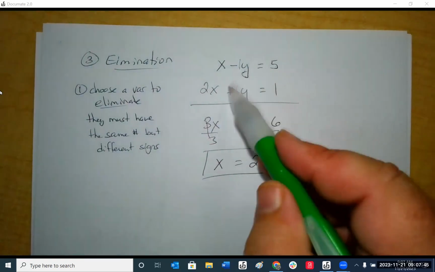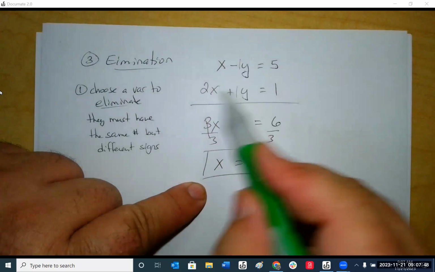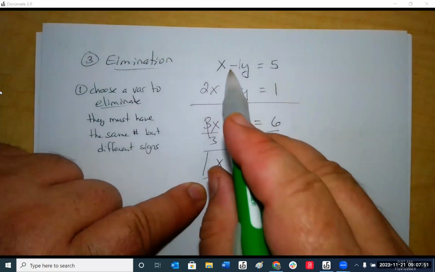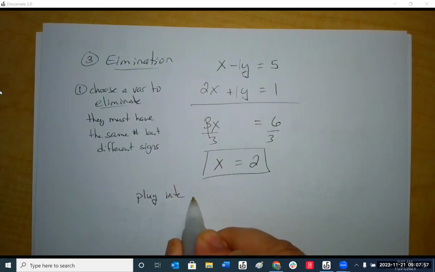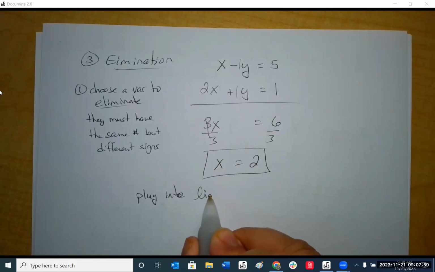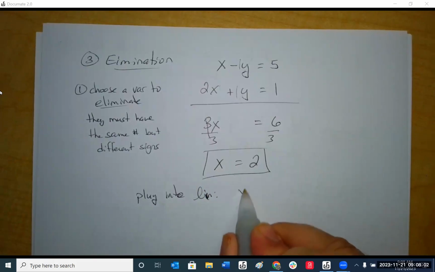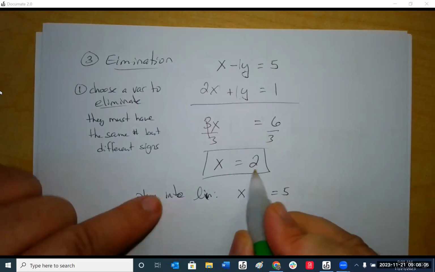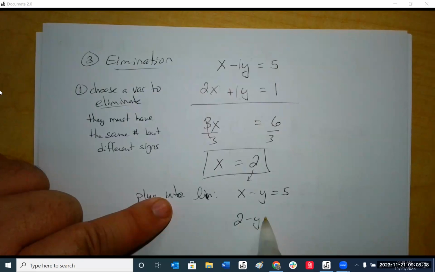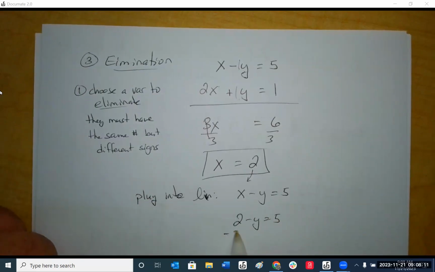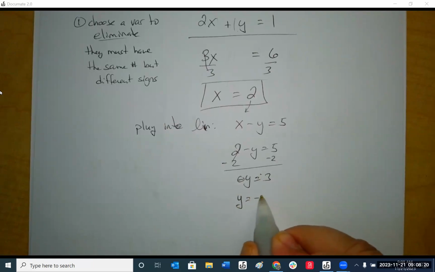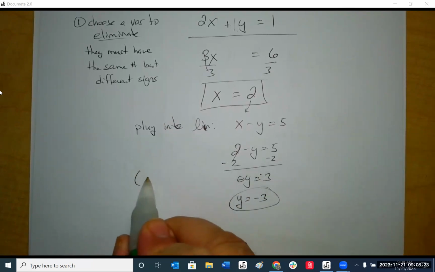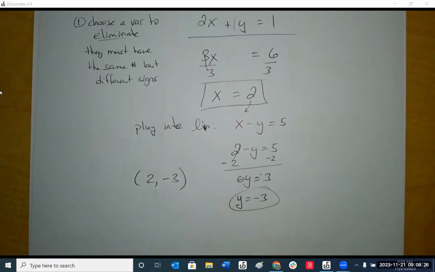Now, since I used both equations at the beginning, I can plug this into whichever one makes it easier for me to solve. So I'll plug it into line 1, which is x minus y equals 5. So when I see x, that's 2 minus y equals 5. Subtract 2. -y equals 3. Change the signs. Y equals -3. So x is 2, y is -3.